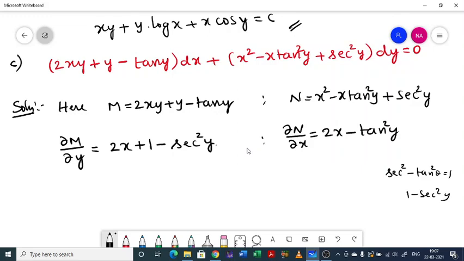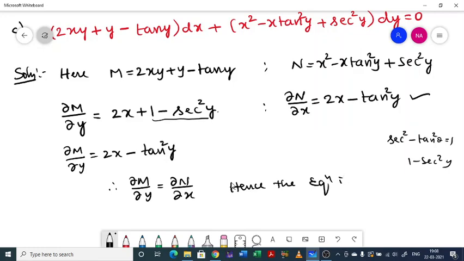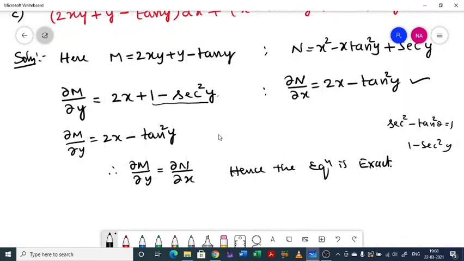Let us keep this as it is. ∂M/∂y will be 2x, taking minus outside, 1 − sec² y. In place of this you can write −tan² y, correct. Therefore now comparing these two, we have ∂M/∂y = ∂N/∂x. Hence the equation is exact, so that you can write the solution directly.